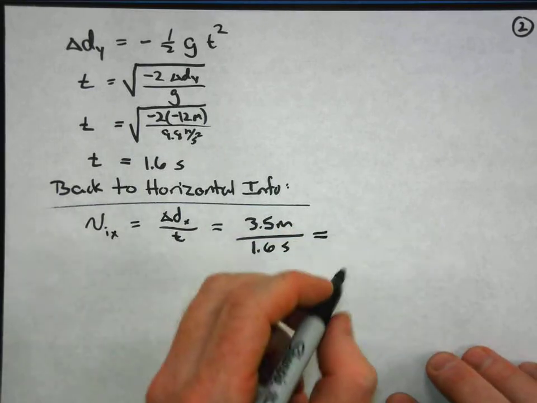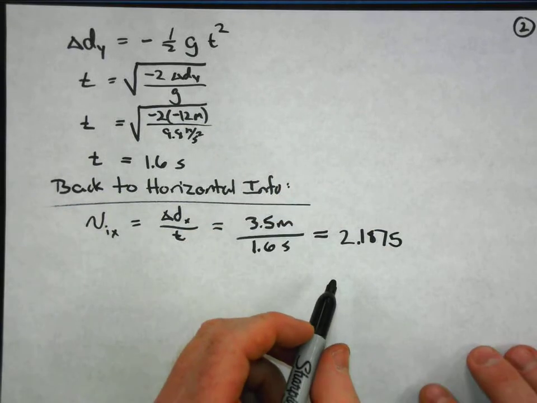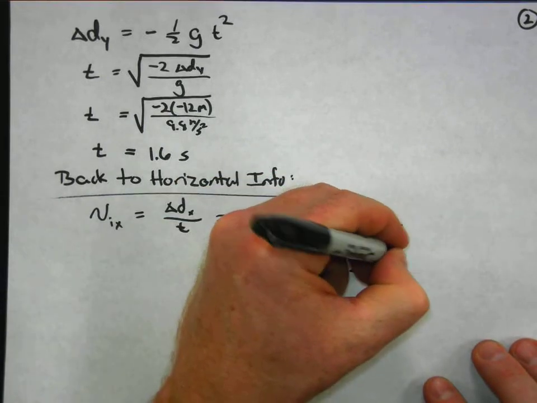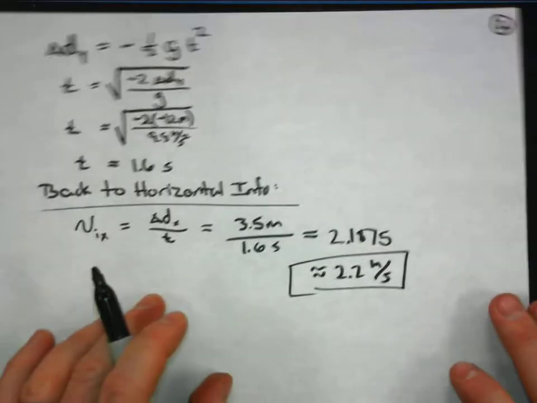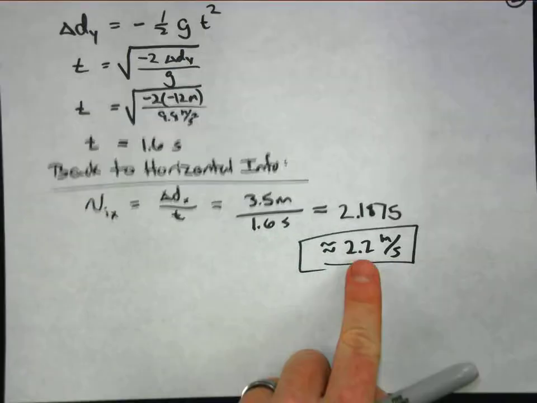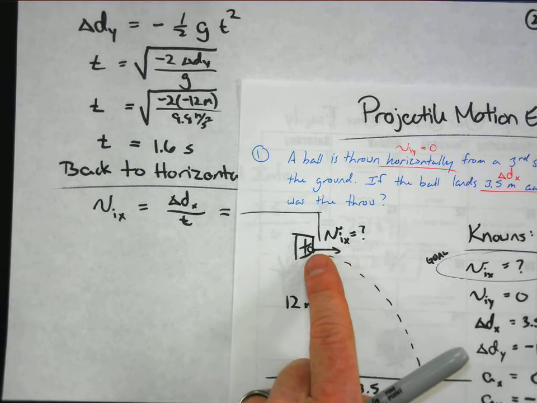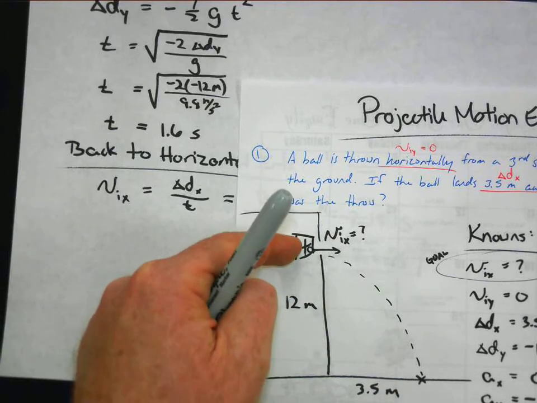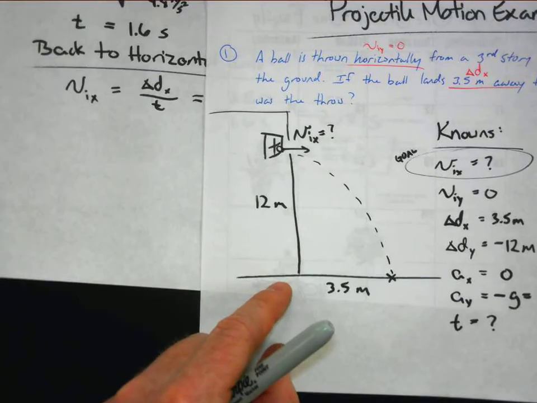And when I do that math, 2.1875, that's way too many digits in the answer, so this is rounded off to 2.2 meters per second. Box around my final answer, and I'm good to go. That is how fast the initial throw had to be. Right there, that's my answer. That's how fast that throw had to be in order for this ball to land 3.5 meters away from the building, if it's thrown from a window that is 12 meters off the ground. So that's what we have going on. Sorry if that was out of view. There we go.